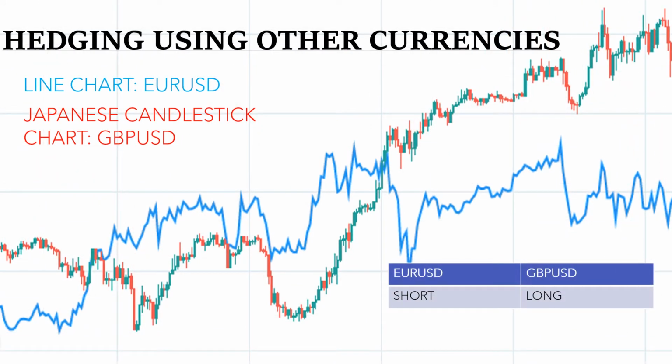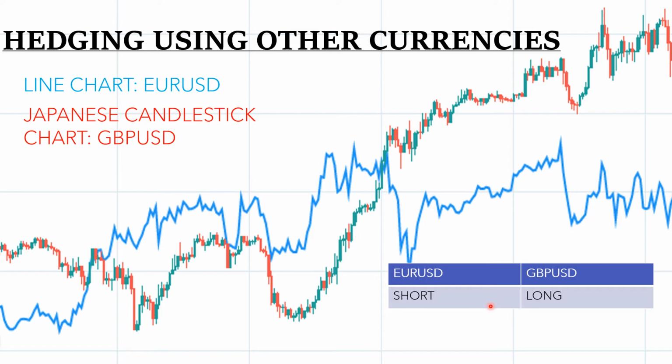Another way to hedge is by using different currencies. The basic strategy involves selecting two currency pairs that are positively correlated, such as the pound to the US dollar and the euro to the US dollar. And how it works is you take positions on both pairs but in opposite directions.